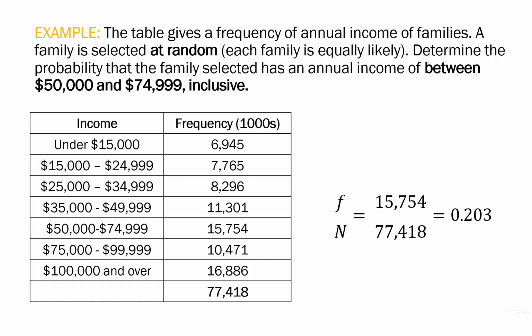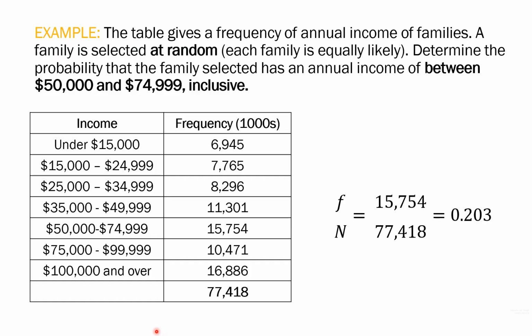So the table gives a frequency of annual income of families. A family is selected at random, so this means that each family is equally likely. Determine the probability that the family selected has an annual income of between 50,000 and 74,999 inclusive. So what does that mean? Well, if we're going to use our F over N rule, it's the number of ways an event can occur over the total number of possible outcomes.